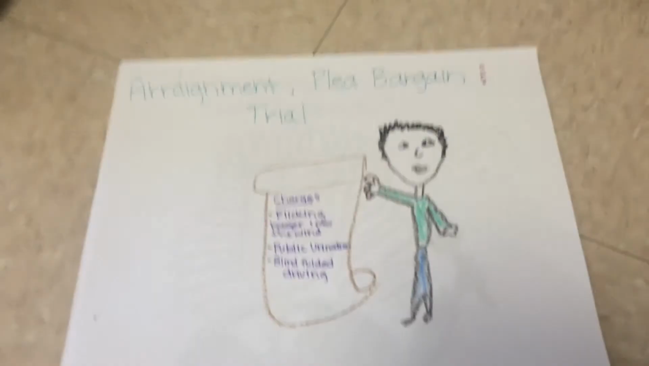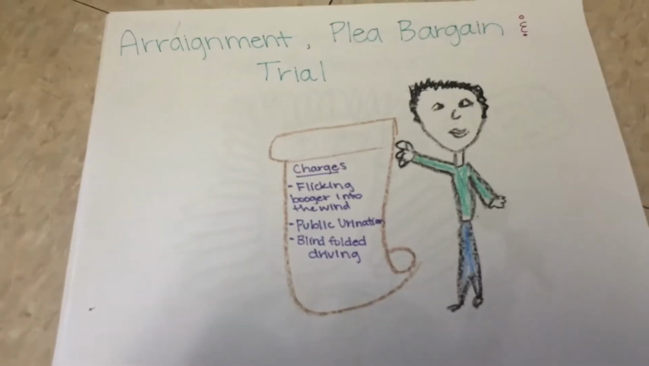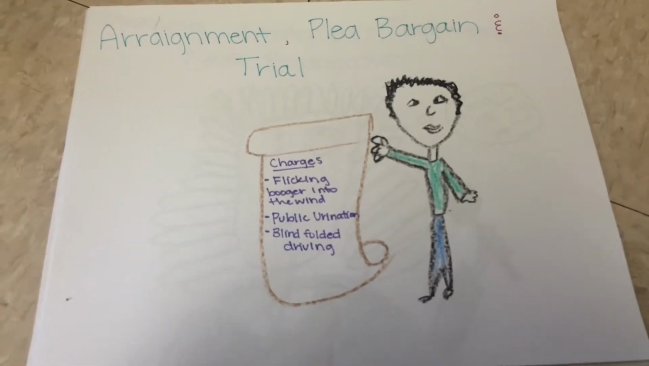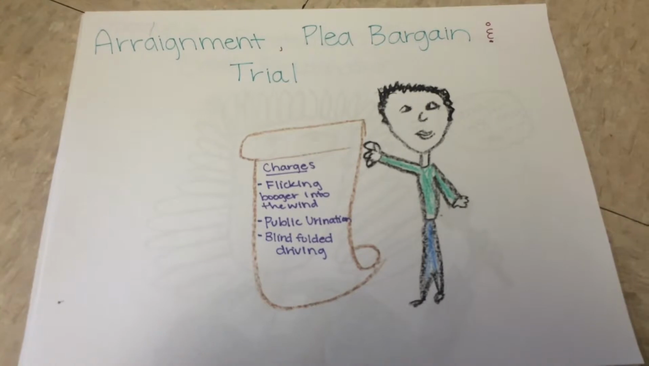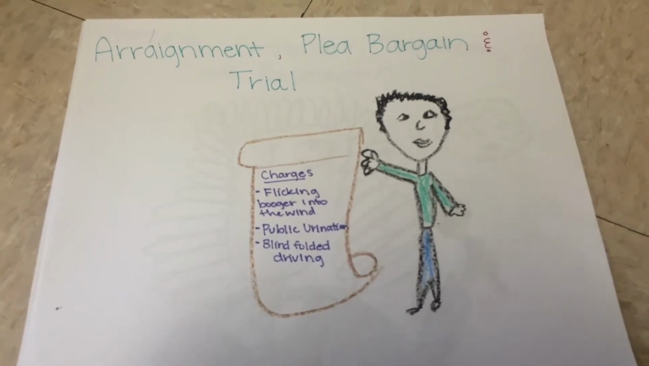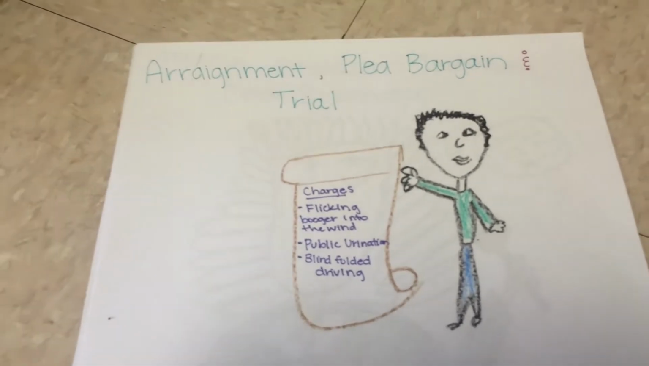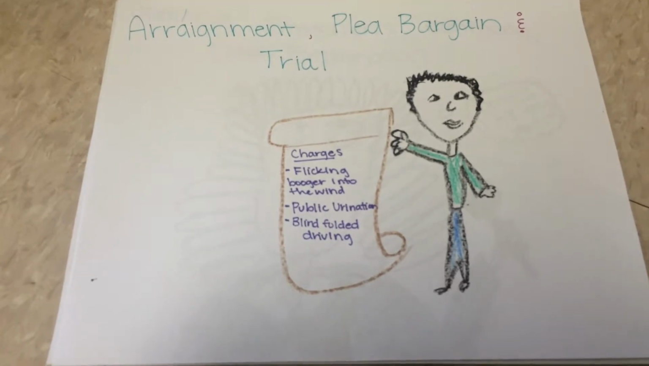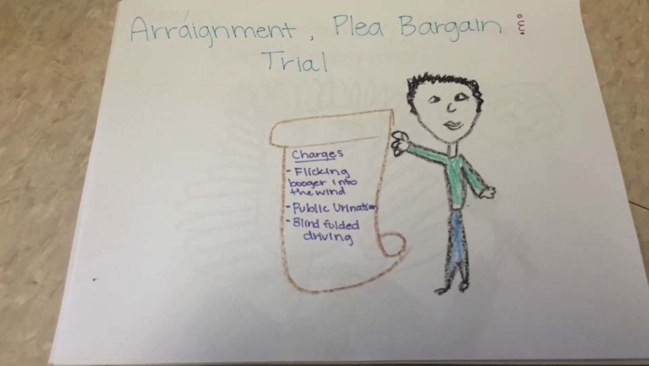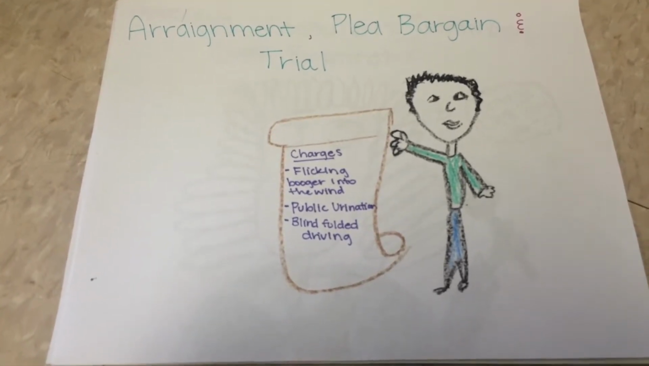Arraignment, plea bargain, and trial. Alright, so the arraignment is a formal reading of a criminal charging document in the presence of the defendant. So they're basically reading what you're going to be charged of, and since it's after the preliminary hearing, you're definitely going to be going to trial for this.